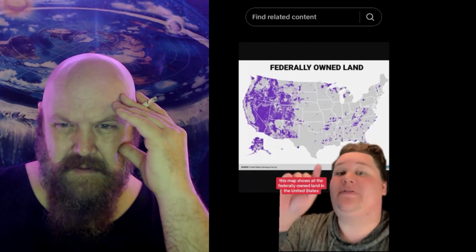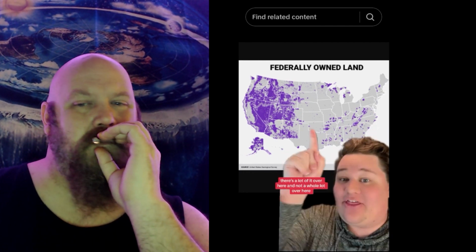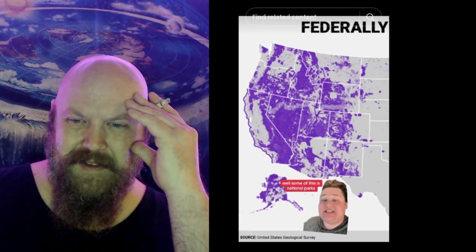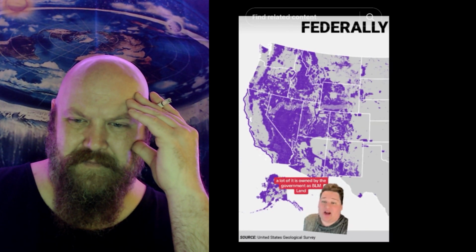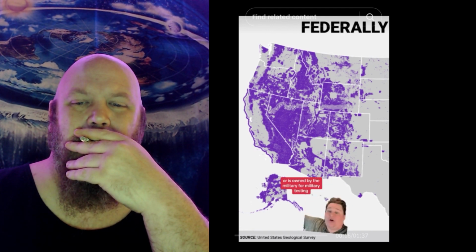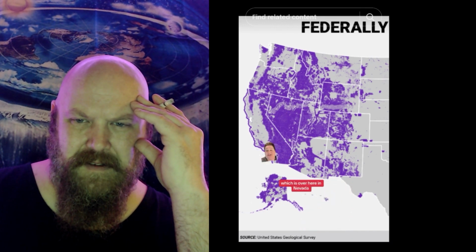This map shows all the federally owned land in the United States. As we can see, there's a lot of it over here and not a whole lot over here. Well, some of this is national parks, not all of it. A lot of it is owned by the government as BLM land, Bureau of Land Management, or is owned by the military for military testing, like Area 51, which is over here in Nevada.